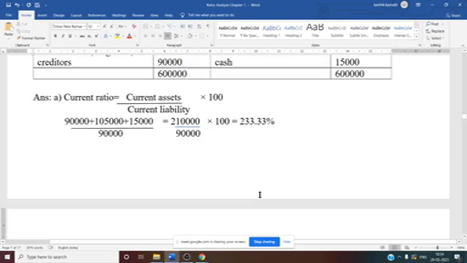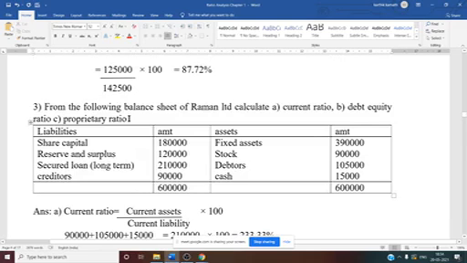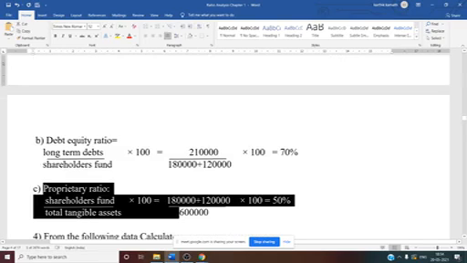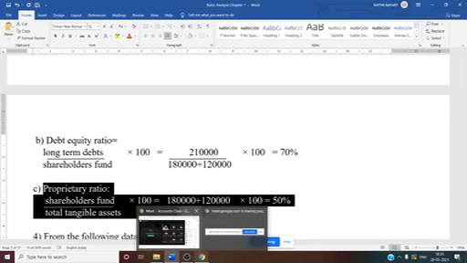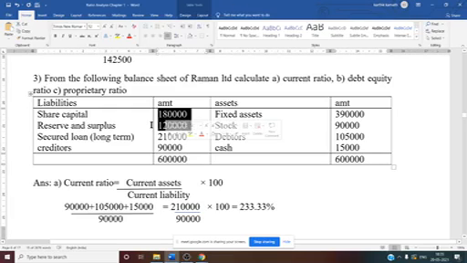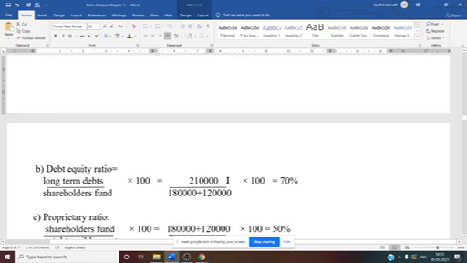Last thing, you need to calculate proprietary ratio. So proprietary ratio formula we need to see, that is shareholders fund divided by total tangible asset into 100. So now shareholders fund in this question, what is given here? Only two information, that is share capital plus reserves and surplus. So add both and write it in the numerator. 1,80,000 plus 1,20,000 we need to write in the numerator. See, we have written shareholders fund divided by total tangible asset.